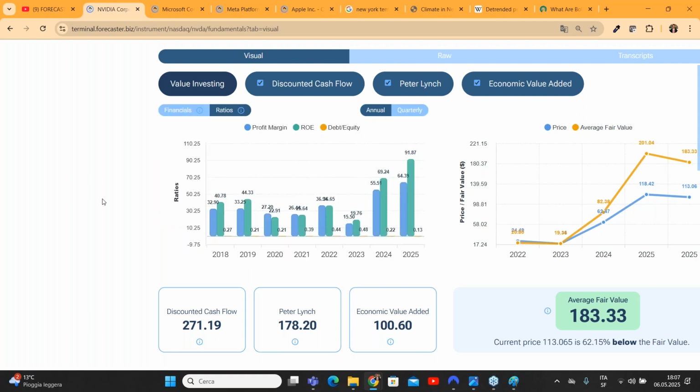What are ratios? Something really easy. We have the profit margin, the ROI, and the debt equity. Profit margin is very simple. Of course, you have all the explanation here.